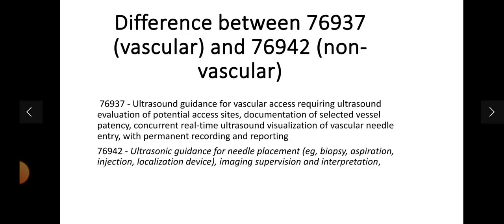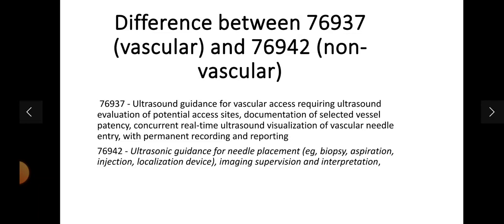76937 is ultrasound guidance for vascular access, requiring ultrasound evaluation of the potential access site, documentation of selected vessel patency, and concurrent real-time ultrasound visualization of vascular needle entry with permanent recording and reporting. So this CPT 76937 is purely for vascular procedures and will be used only for procedures done on arteries, veins, or any blood vessels.